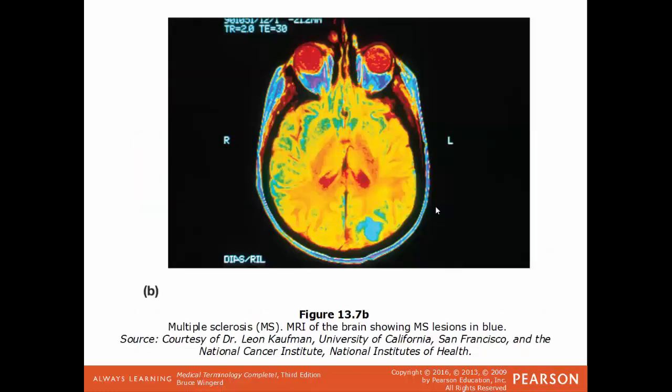Alright, in this image we have an MRI scan of someone with MS. The areas that are in blue are lesions of multiple sclerosis. So here, some here, and here and here.